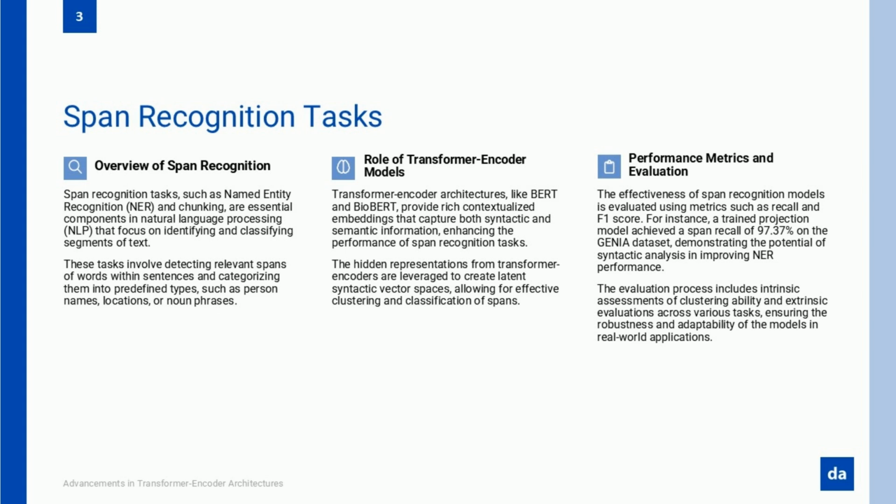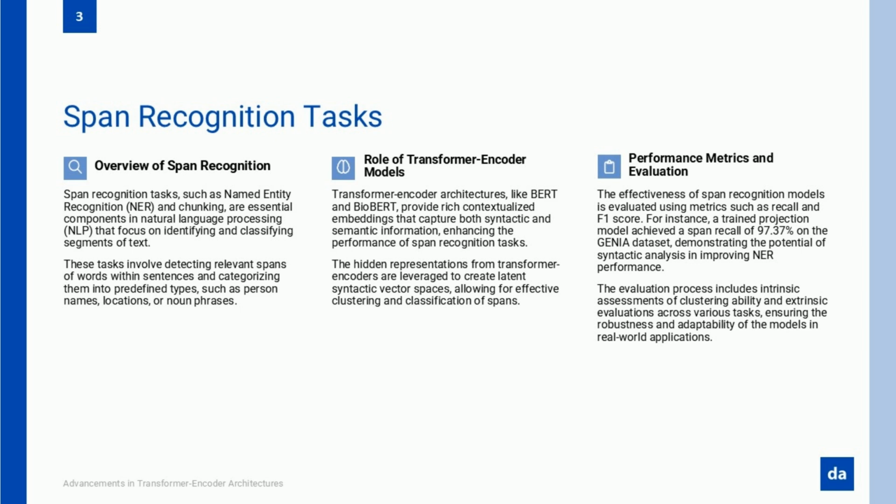It's the ability of a model to not just read and understand a text, but to actively identify and classify specific segments of that text. These segments might include names of people, places, or even complex noun phrases like the tallest building in New York. It's like teaching a machine to comb through a document and highlight exactly what's important.